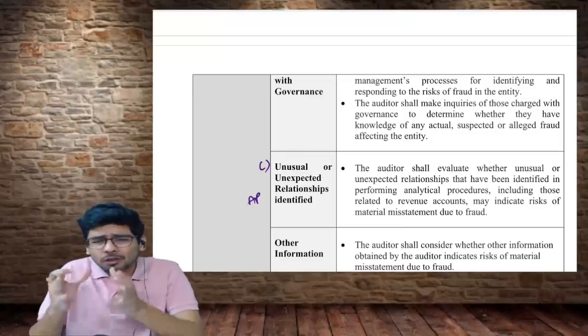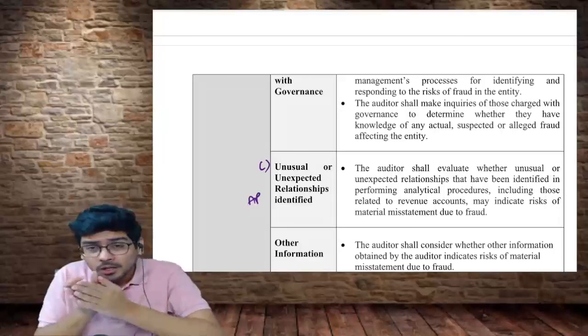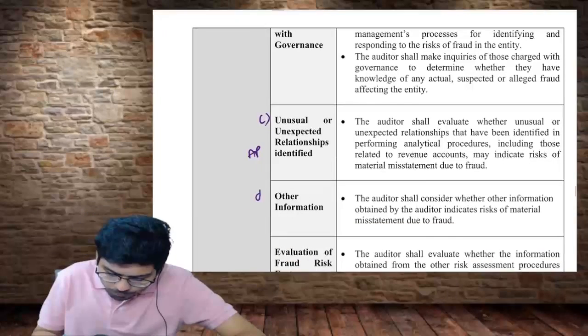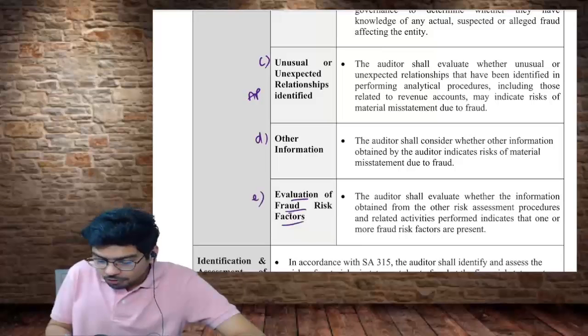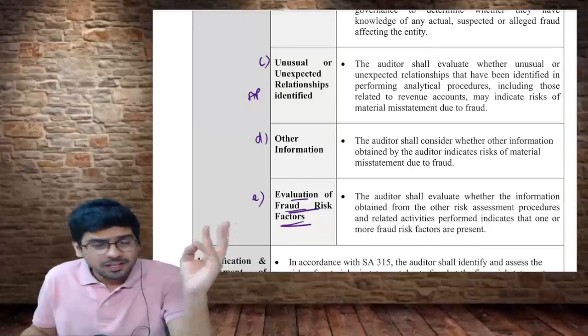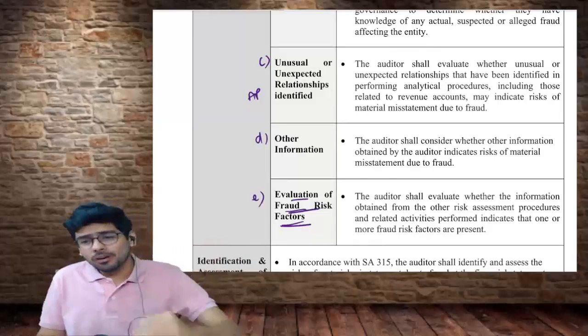So now if there are a lot of fluctuations, if there is fluctuation in one particular element, he is going to be more focused in that particular area while doing the audit. Okay, then some points with respect to other information, and then evaluation of fraud risk factors. Fraud risk factors, we just covered the three words. What are the fraud risk factors? Incentive, or let's say pressure, then opportunities, and then attitude or rationalization.